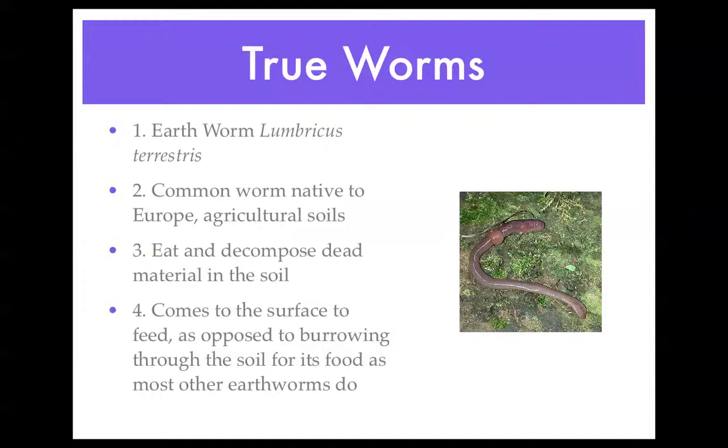Going on to true worms, and that's a really gross picture right there, and it kind of freaked me out when I Googled it. It's an earthworm, or Lumbricus terrestris, and it's a common European worm, and that's usually found in rich agricultural soils or in gardens. It eats and decomposes dead material and puts it back into the soil.